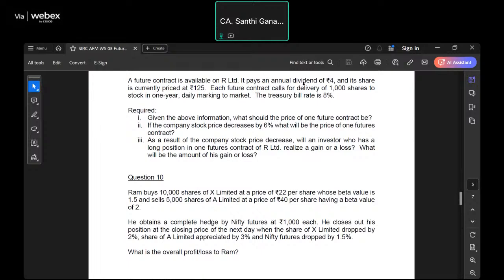So now, what do we know in this problem? What is the overall profit or loss to Ram? Ram buys 10,000 shares of X Limited at a price of 22 per share. Beta is 1.5. He sells 5,000 shares of A Limited at a price of 40, having a beta value of 2. He obtains a complete hedge by Nifty futures at 1,000 each. He closes out his position at the closing price of the next day when the share of X Limited dropped by 2%, share of A Limited appreciated by 3%, and Nifty futures dropped by 1.5%. What is the overall profit or loss to Ram?